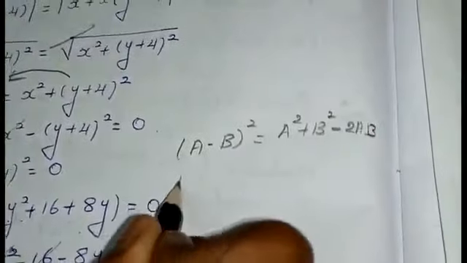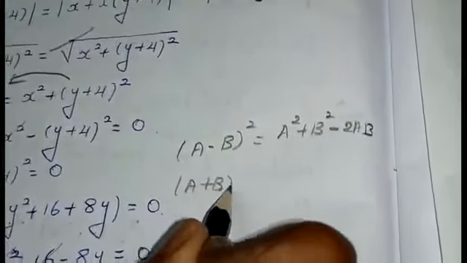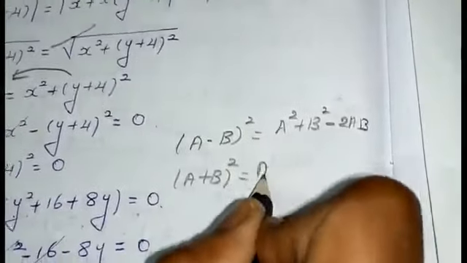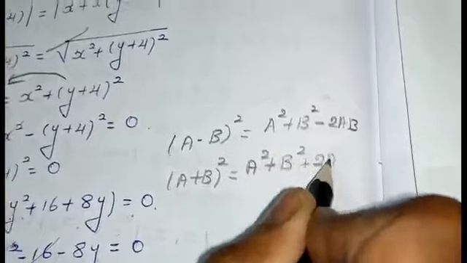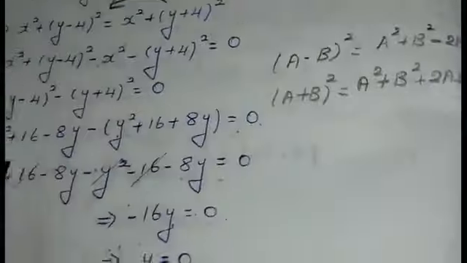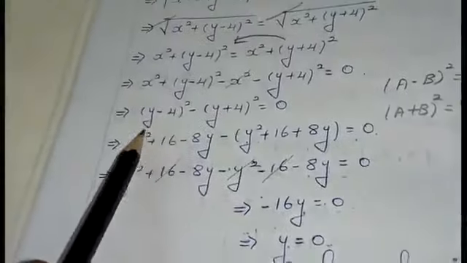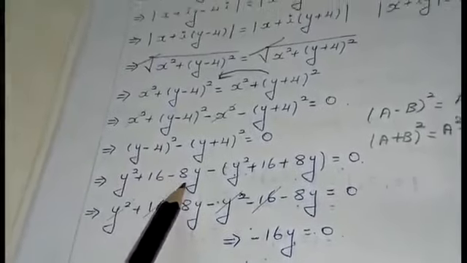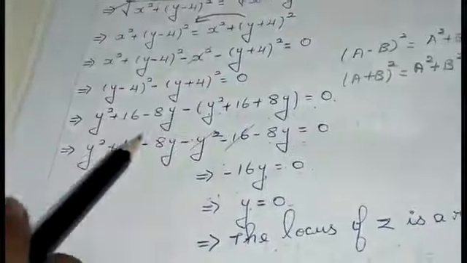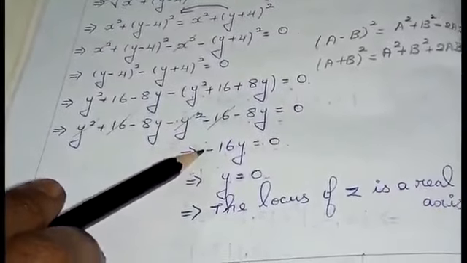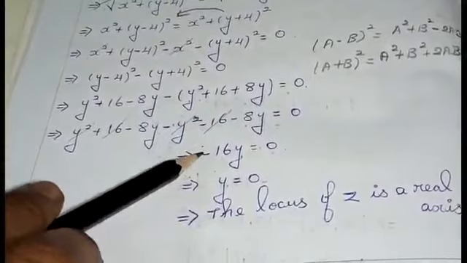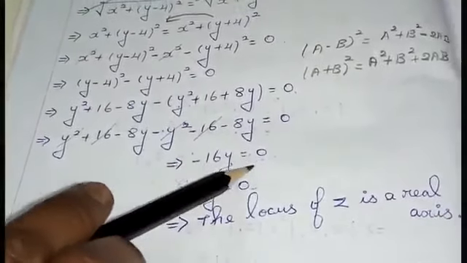Similarly, a plus b the whole square, what is the formula? a square plus b square plus 2ab. I am applying that formula, just splitting the terms. Just observe the calculation. You are going to simplify the terms. After doing all the calculations, the final value will be like this: only one term you will be having, that is minus 16y equal to 0.